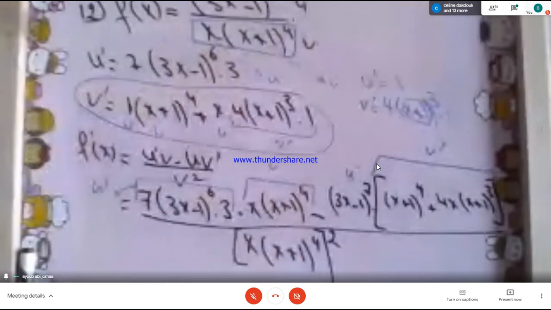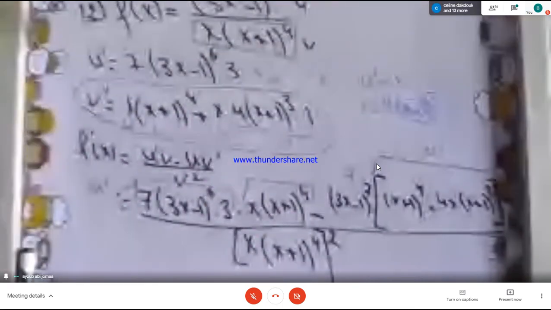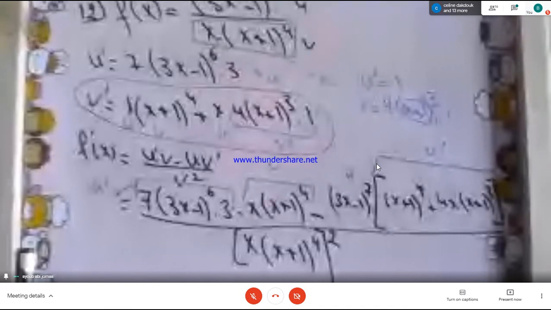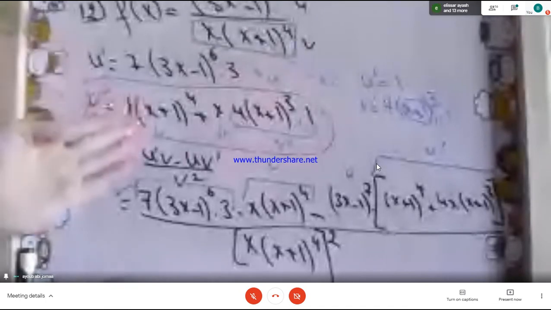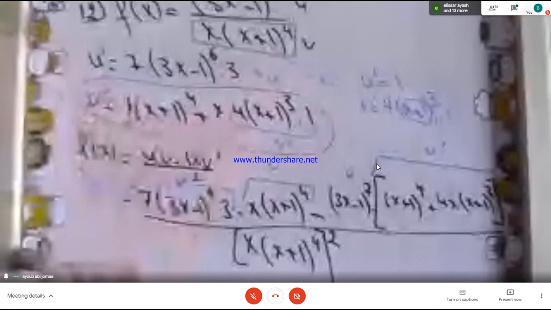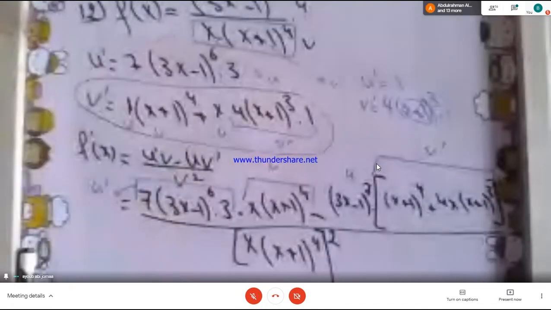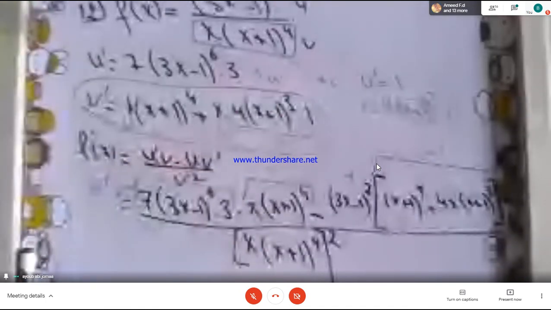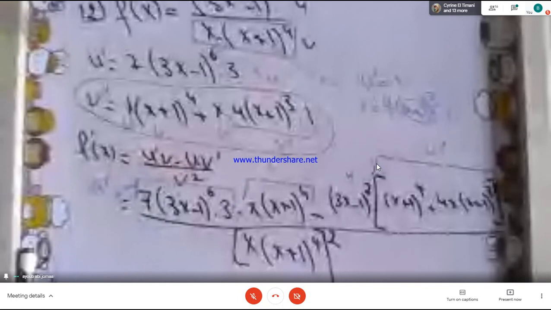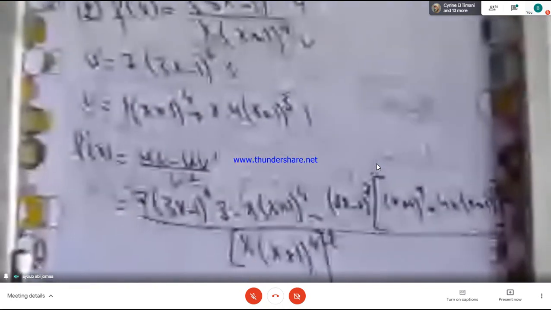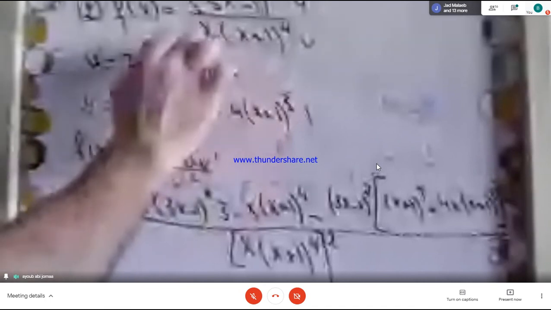Why did you put 1 times x plus 1 to the power 4? This is u prime v plus uv prime, the derivative of this. Do you agree that for x times x plus 1 power 4, we have to apply the product rule, u times v?